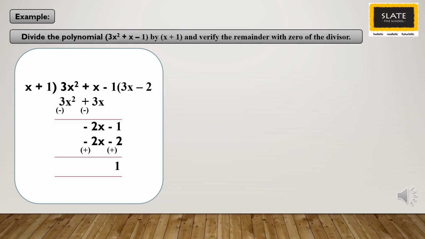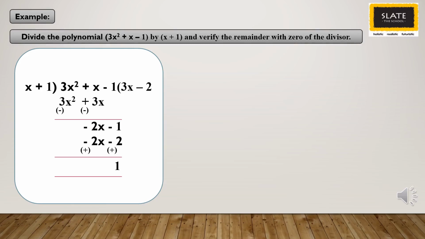Now first term of dividend is 3x square and first term of divisor is x. Now divide 3x square with x. We will get 3x. Now this 3x is first term in the quotient. Now multiply the divisor x plus 1 with the first term of quotient 3x. So we get 3x square plus 3x. Now this result 3x square plus 3x we should subtract from the dividend.